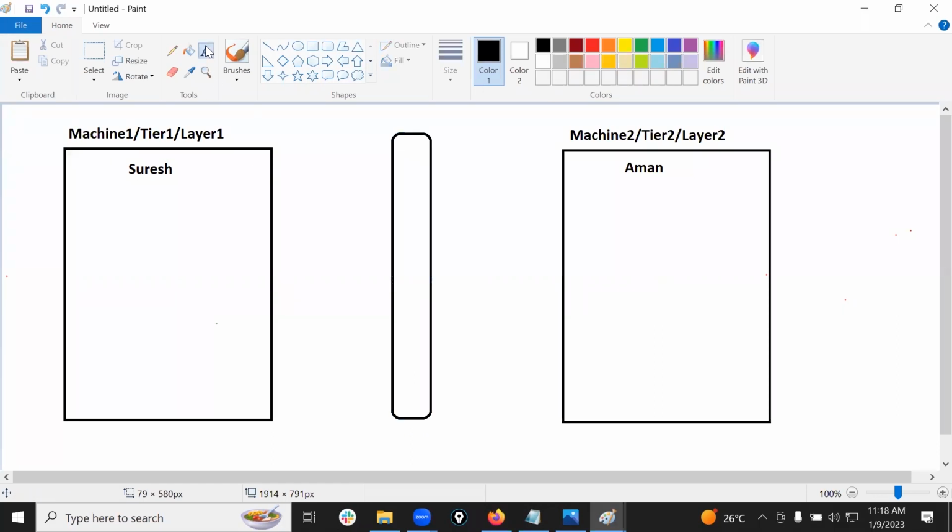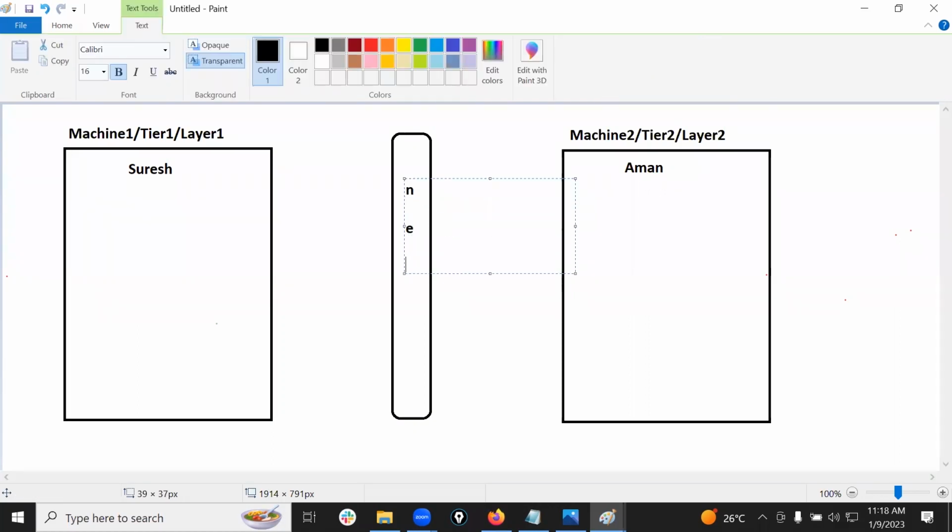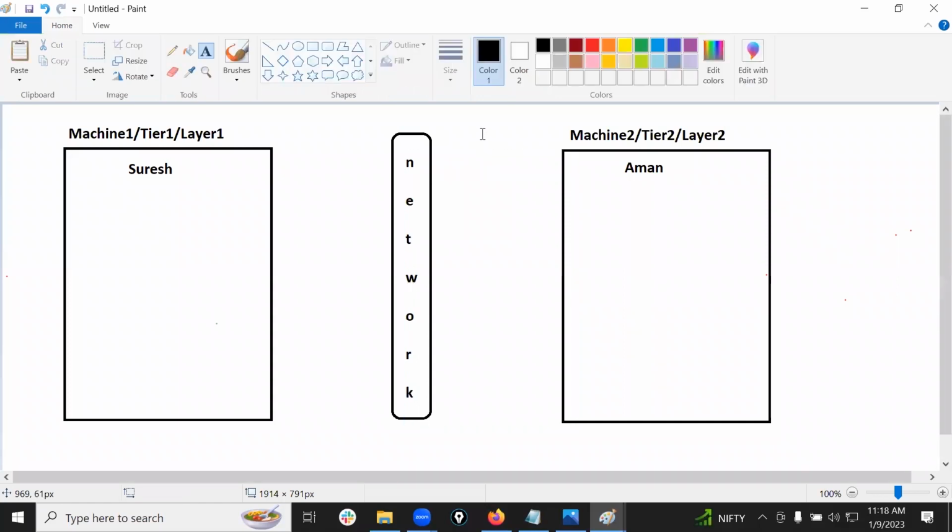So now you can see this. There are two computers here. To communicate between both computers, we require a network. Network is nothing but internet. So tell me, when they have a network, can both communicate or not? Yes. Now both can communicate if they have the network. Now Suresh can communicate with Aman, and Aman can communicate with Suresh.